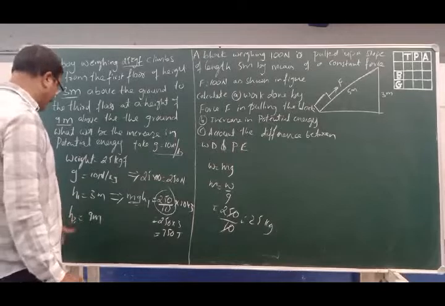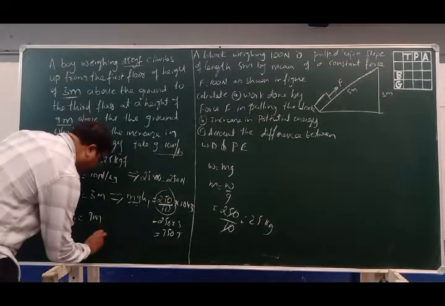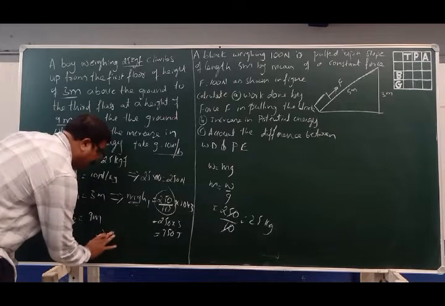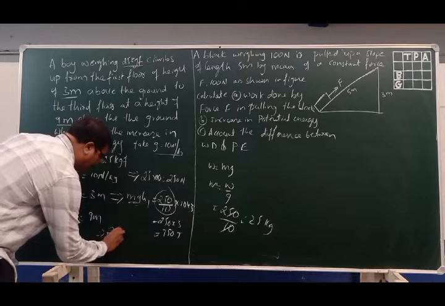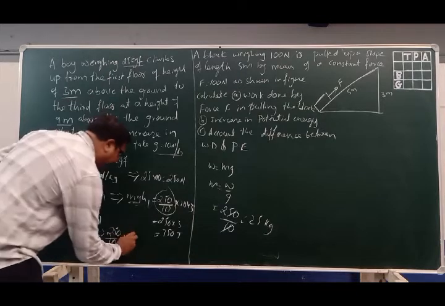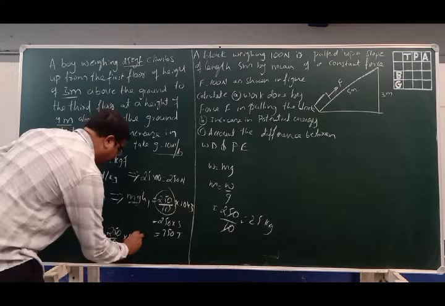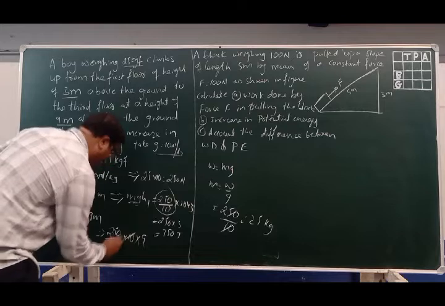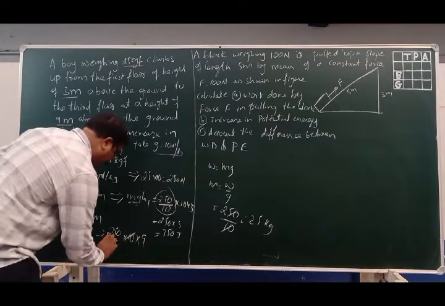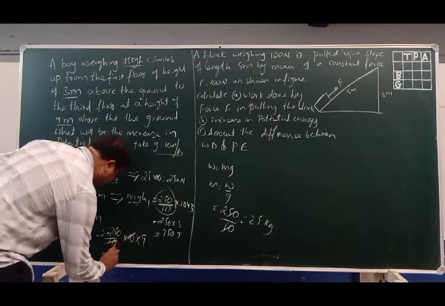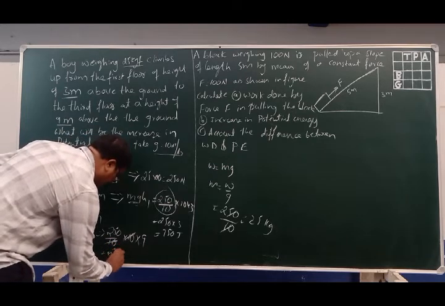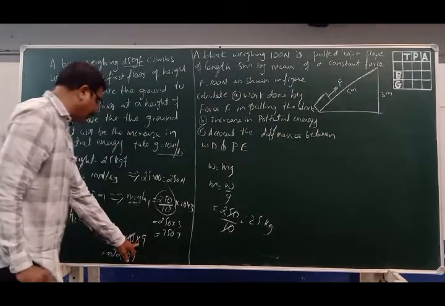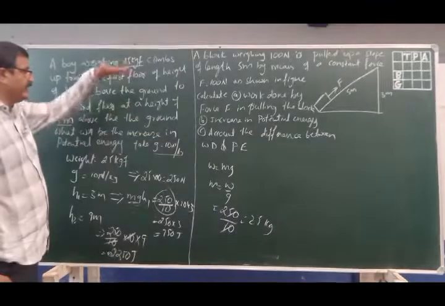So let us go to the next one, that is H2 is equal to 9 meter. Once again I do 250 divided by 10 into g, which is 10, into 9. So 10 and 10 will get cancelled, that is 250 into 9, which is 2250. So this is 2250 joule. This is the final potential energy, when it is on the third floor.